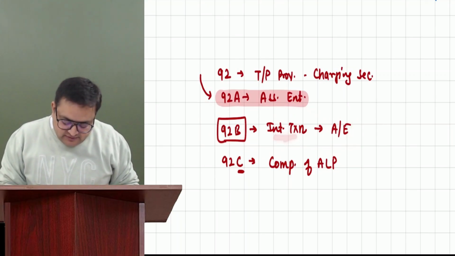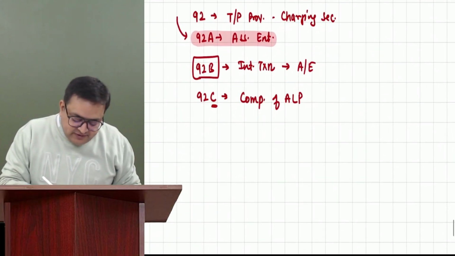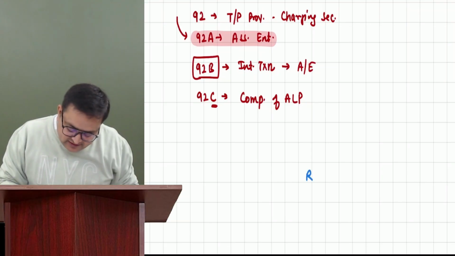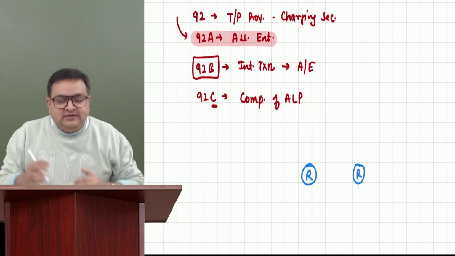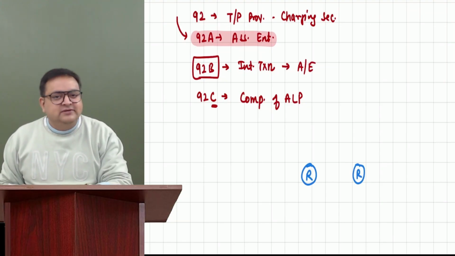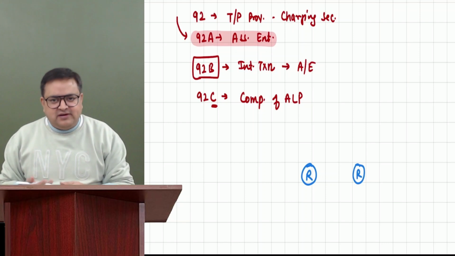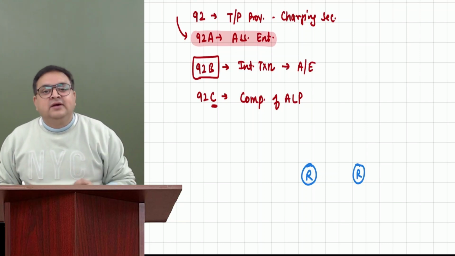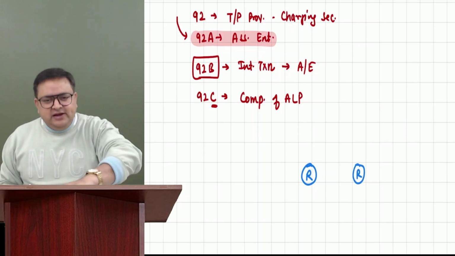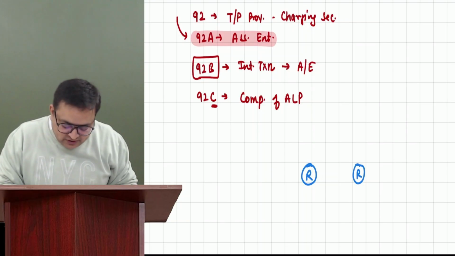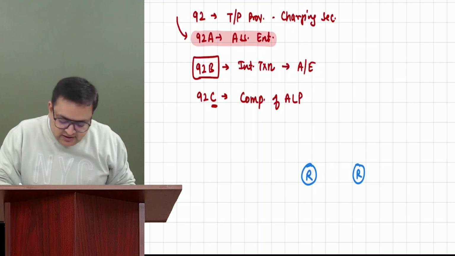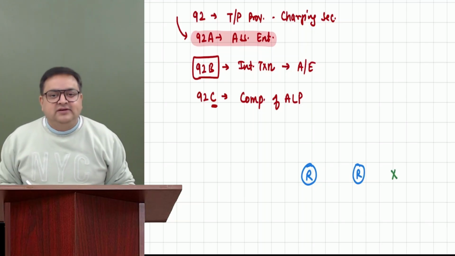Okay, let me tell you something about 92B. We are defining international transaction. So please tell me, if any transaction is happening between two residents, buyer and seller, both residents of India, do you think it's an international transaction? No, it is not an international transaction, right? It's a domestic transaction. Sir, you were saying that domestic transactions are also covered under transfer pricing provisions. I'll tell you about that. But obviously, this is not an international transaction.